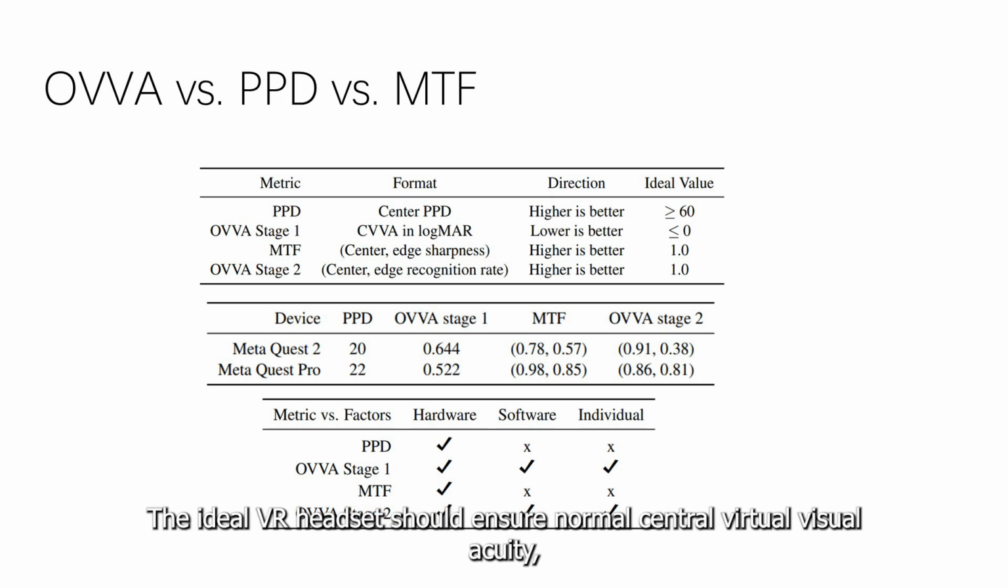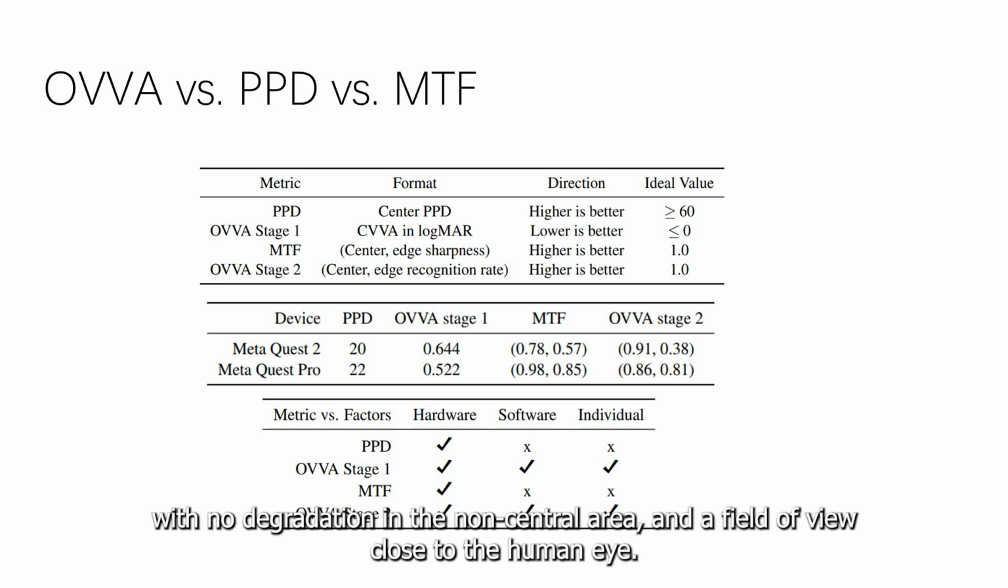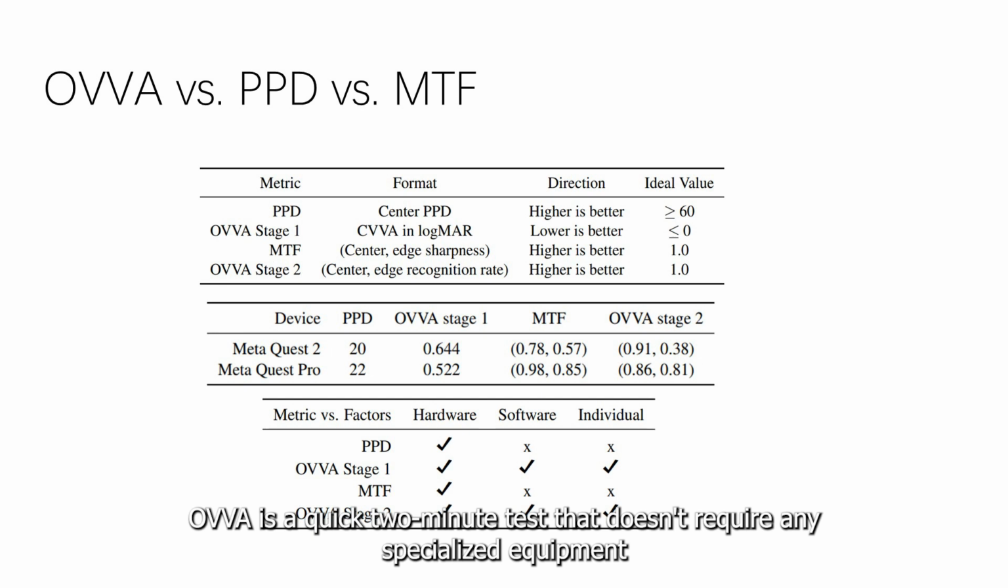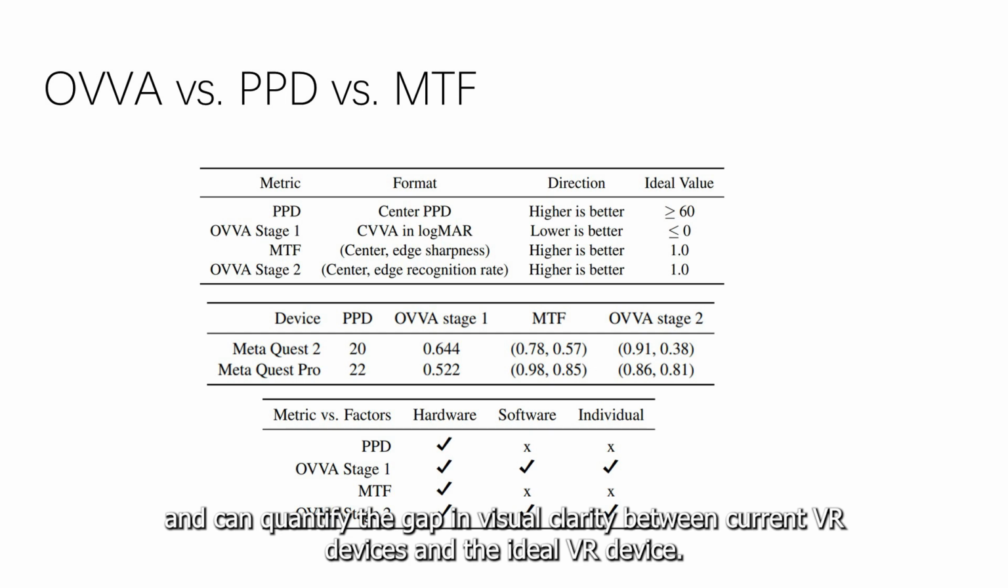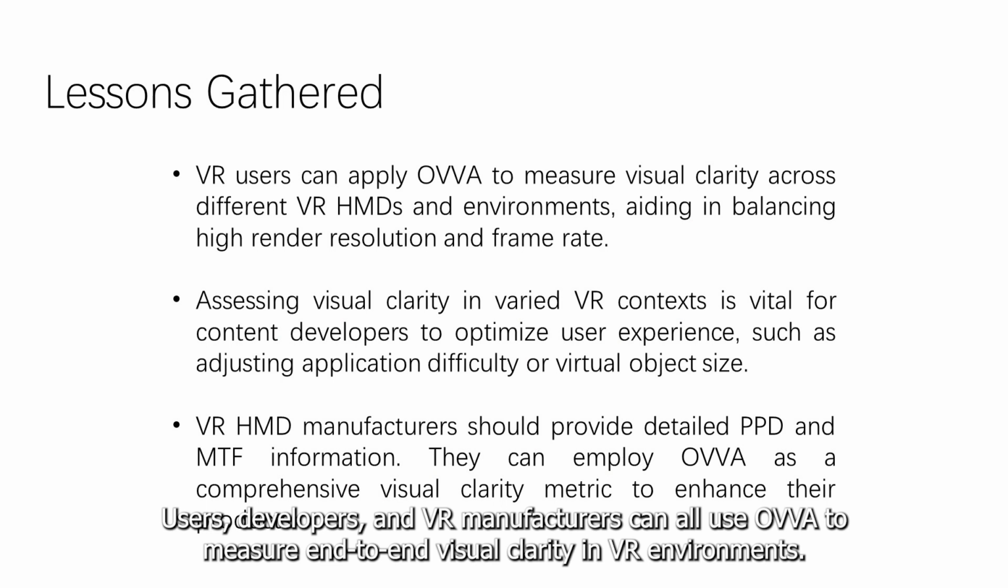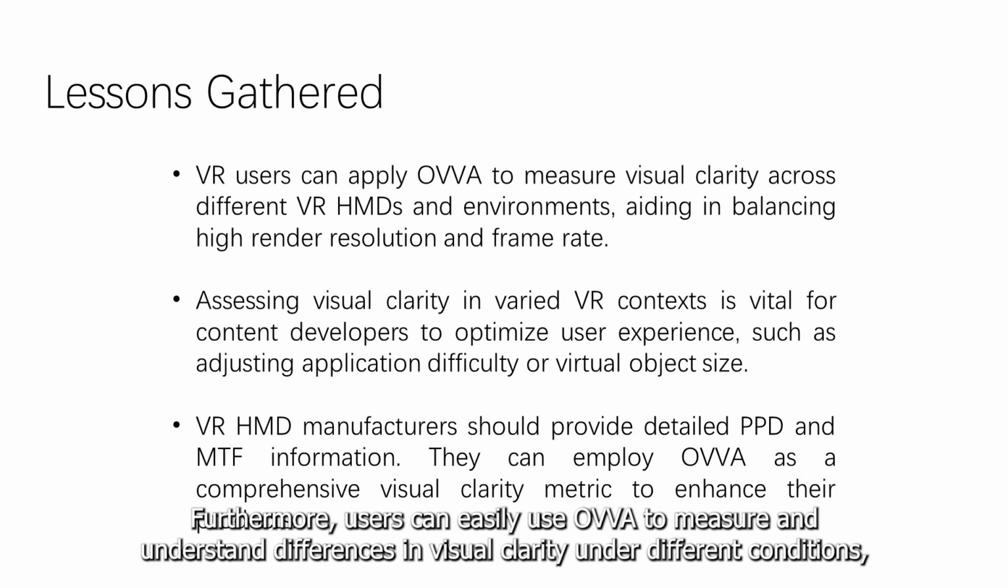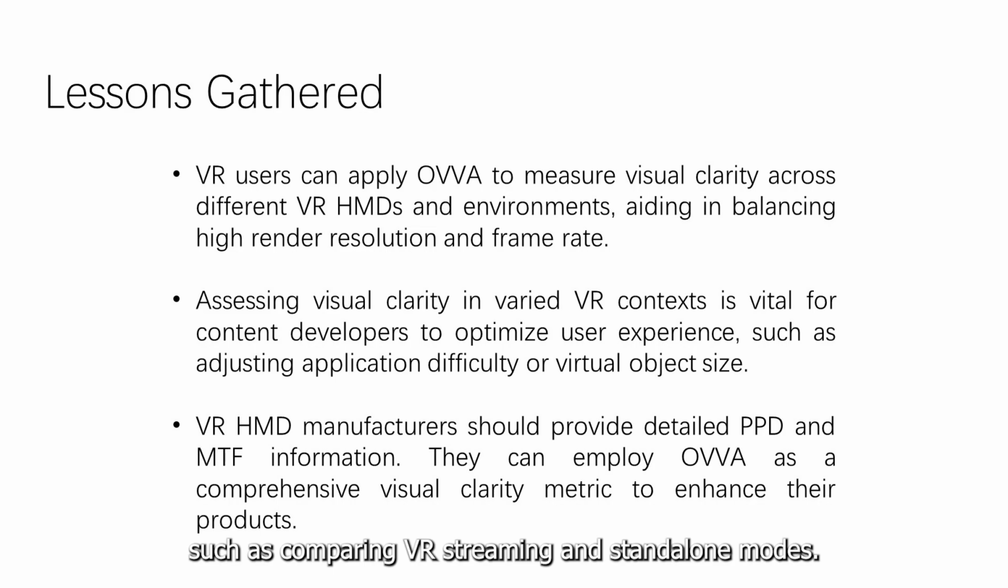The ideal VR headset should ensure normal central virtual visual acuity, with no degradation in the non-central area, and a field of view close to the human eye. OVVA is a quick 2-minute test that doesn't require any specialized equipment and can quantify the gap in visual clarity between current VR devices and the ideal VR device. Users, developers, and VR manufacturers can all use OVVA to measure end-to-end visual clarity in VR environments. Furthermore, users can easily use OVVA to measure and understand differences in visual clarity under different conditions, such as comparing VR streaming and standalone modes.